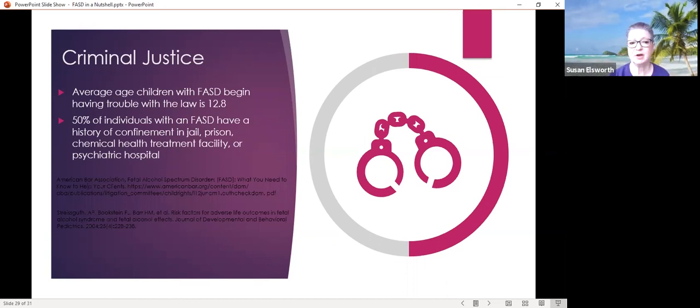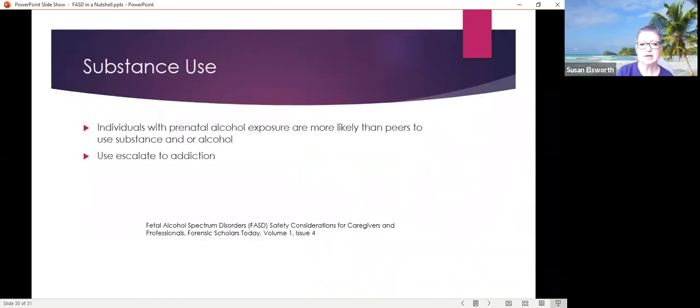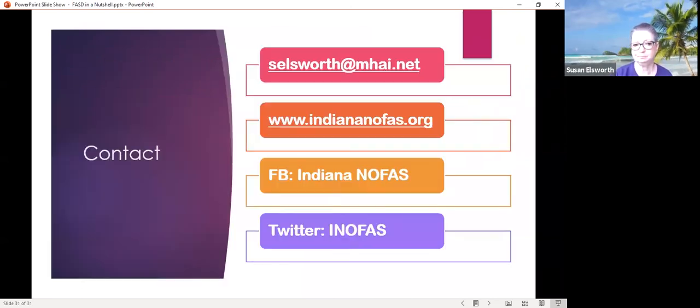50% of individuals with an FASD will have a history that includes confinement, whether that's jail, prison, chemical treatment, whether that's inpatient or residential. And for them, they are at high risk for using substances or alcohol more than their peers, if that's even possible in today's challenges for our peers. And it tends to escalate to addiction much quicker than their peers.